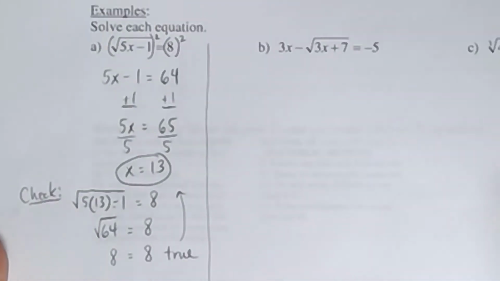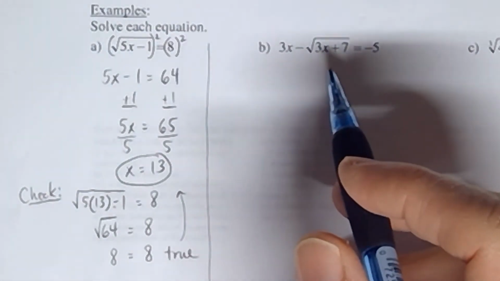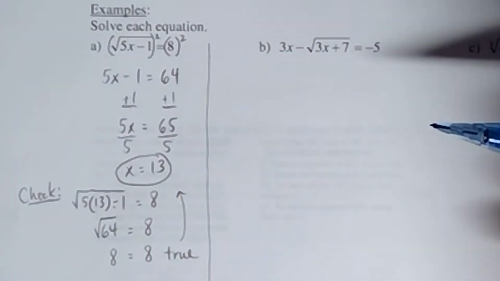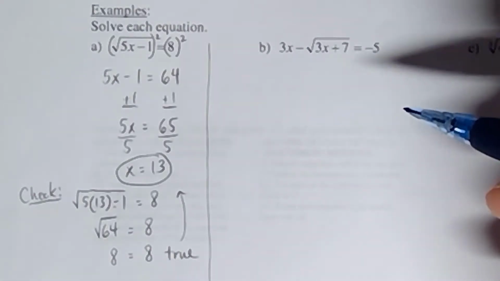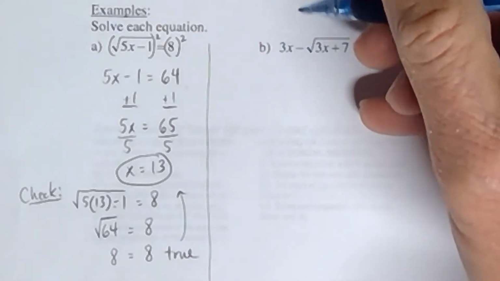Problem B. We need to get that radical by itself. It's not by itself yet, unlike over here. Oh, but can we square both sides right now? No, you cannot. Don't write this down. Do not write this down. In fact, I'm going to erase it here in just a minute.